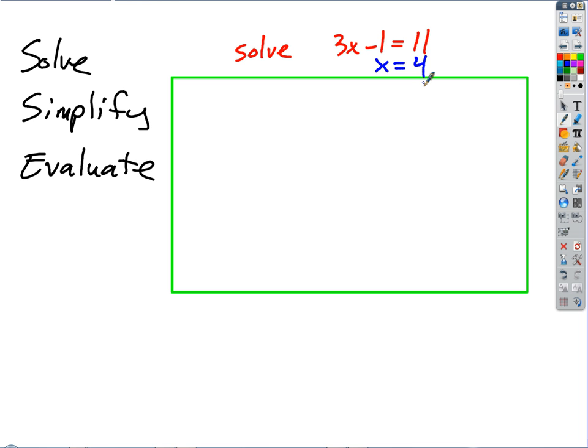Now, once we've gone through the algebra to isolate x and get the answer x equals 4, I still want to know, what does that mean? Why is that significant? Why is that the solution? Prove to me that's the solution. Well, I'll plug it in. If I plug it in, I get 3 times 4 is 12 minus 1 is 11 equals 11. So yeah. That's true, isn't it?